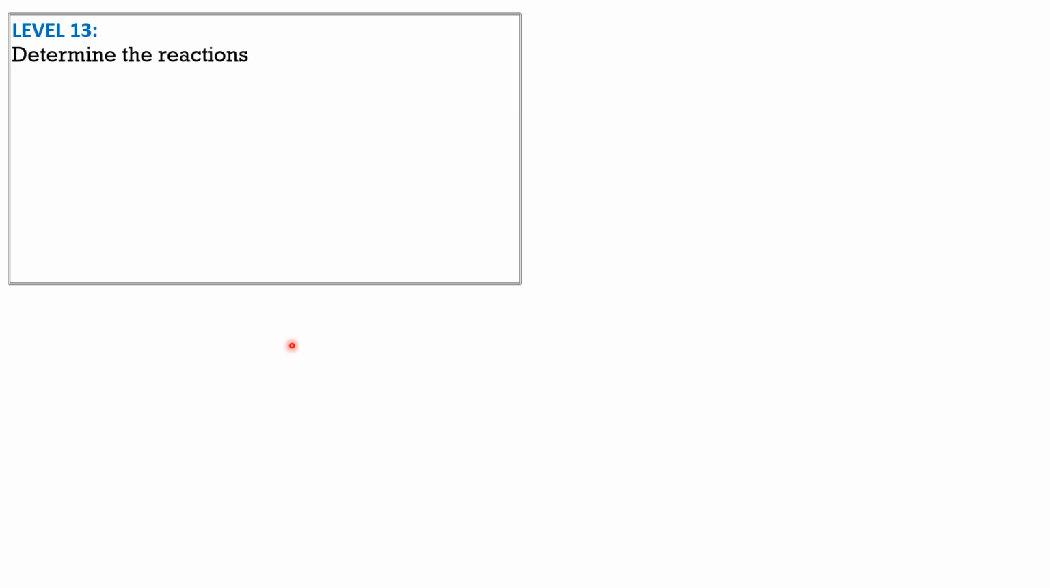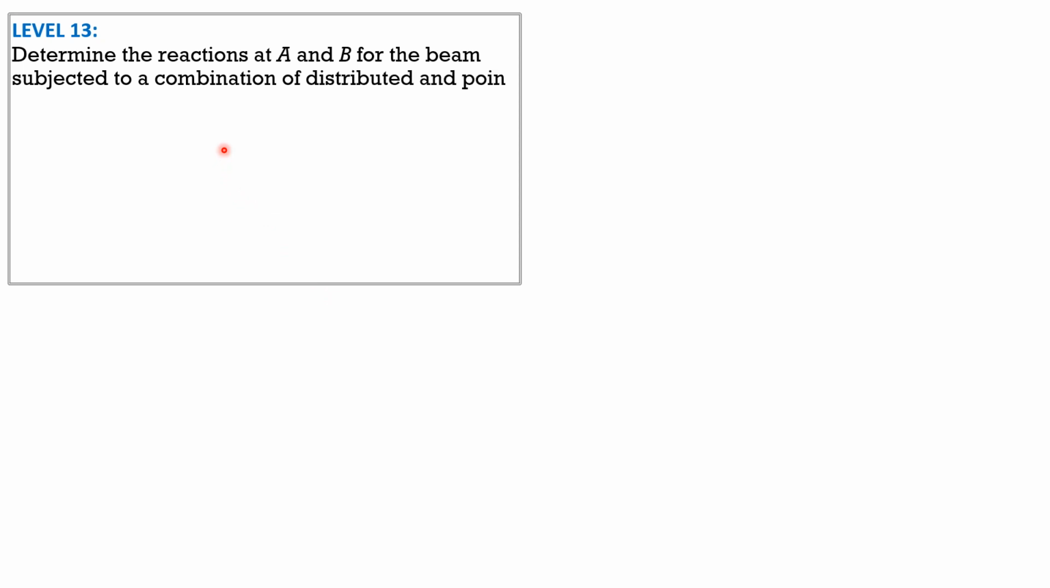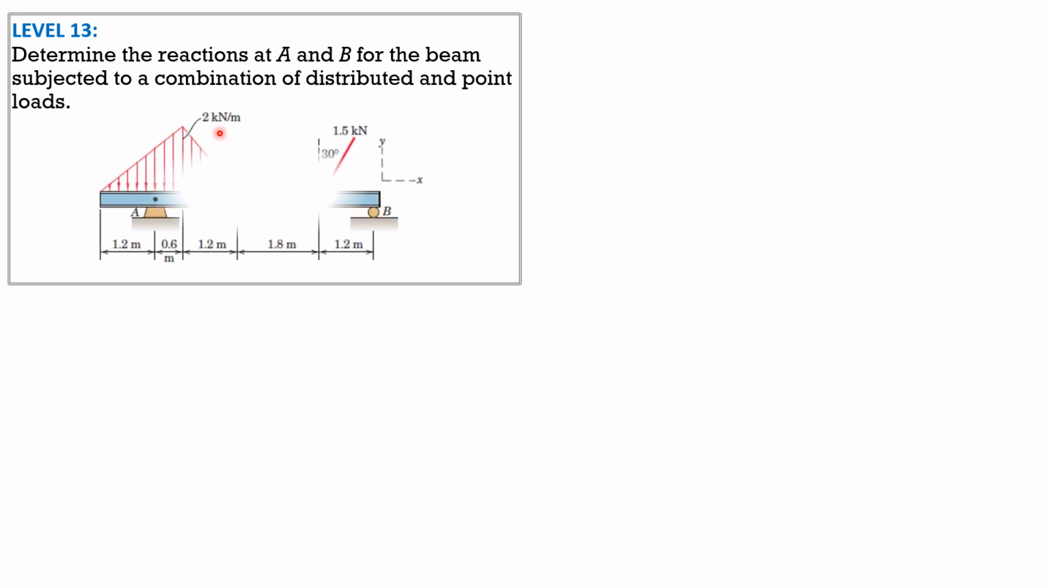Level 13. Determine the reactions at A and B for the beam subjected to a combination of distributed and point loads. So here's the beam. We will call the equivalent load in this left triangular loading distribution as F1. And because the horizontal component of distance is 1.8, so 2/3 of 1.8 is 1.2, therefore F1 exactly passes through this pin.